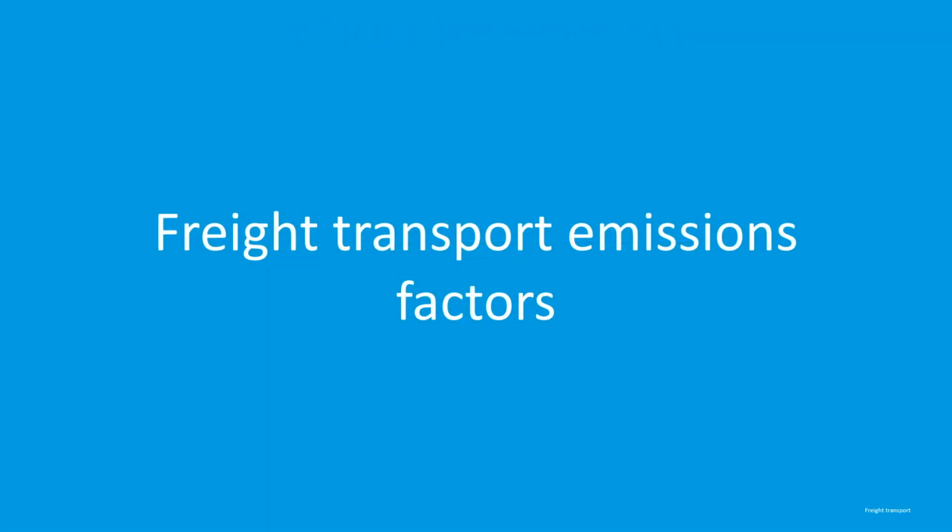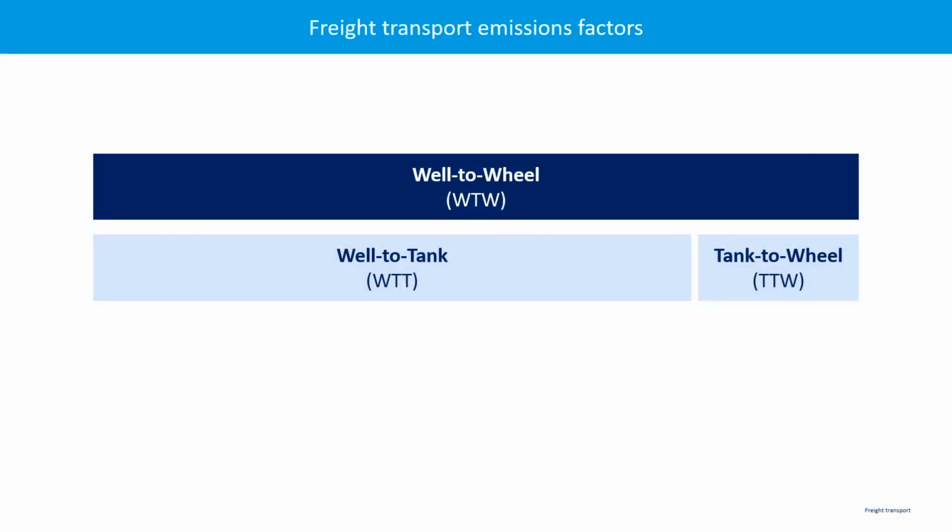All right, so now that we have covered the different freight transport emissions categories, let's have a look at freight transport emissions factors. The first point I would like to cover here is the scope of transport emissions factors. There are three types of transport emissions factors when it comes to scope. We have well-to-tank emissions factors, tank-to-wheel emissions factors, and well-to-wheel emissions factors. So what does this all mean?